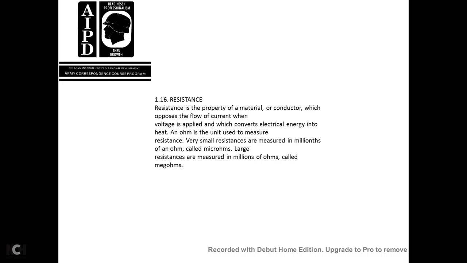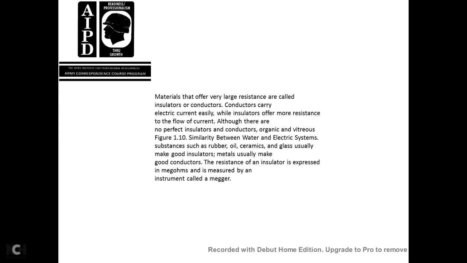Resistance is the property of the material in the conductor which opposes the flow of current from the applied voltage, and which converts the electrical energy into heat. An ohm is the unit used to measure resistance. Very small resistances are measured in millionths of an ohm, called microohms. Large resistances are measured in millions of ohms, called megaohms. Materials that offer very large resistance are called insulators. Conductors carry electrical current easily, while insulators offer more resistance to the flow of current.